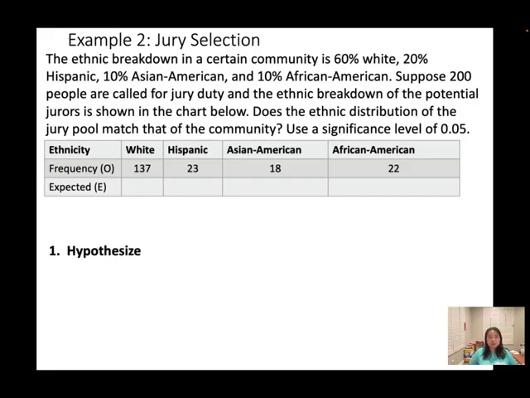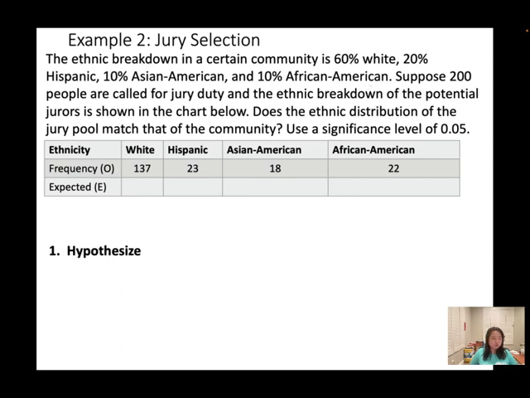Example 2, let's do it together. The ethnic breakdown in a certain community is 60% white, 20% Hispanic, 10% Asian American, and 10% African American. Suppose 200 people are called for jury duty, and the ethnic breakdown of the potential jurors is shown in the chart below. Does the ethnic distribution of the jury pool match that of the community? Use a significance level of 0.05. So you can see every category states the percentage, so you know that they do have an unequal expected frequency.